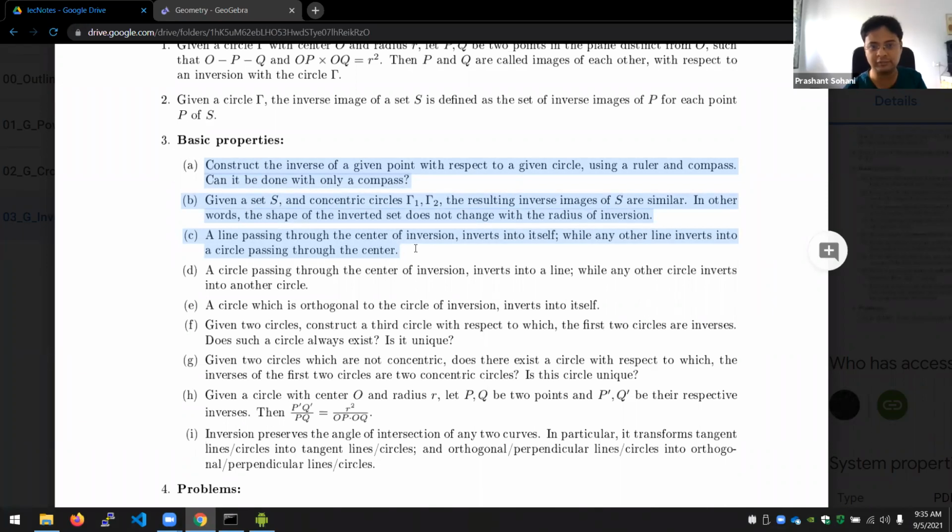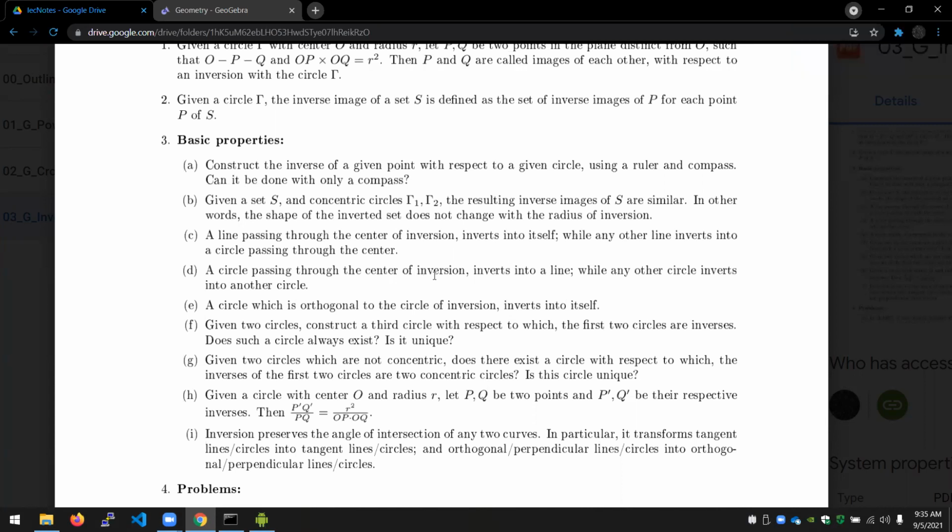It's not just that I'm leaving you to try the problems, but start thinking along these lines. Can you construct the inverse, for example? If I give you a point and a circle, can you construct the inverse with a ruler and compass? And then a harder challenge is, can you do the construction with only compass? Okay, is the definition clear? What is inversion about?